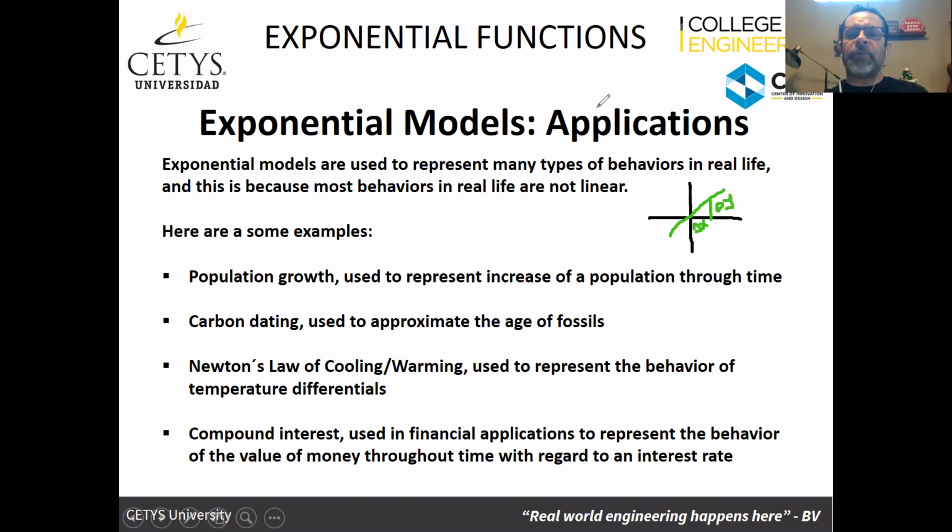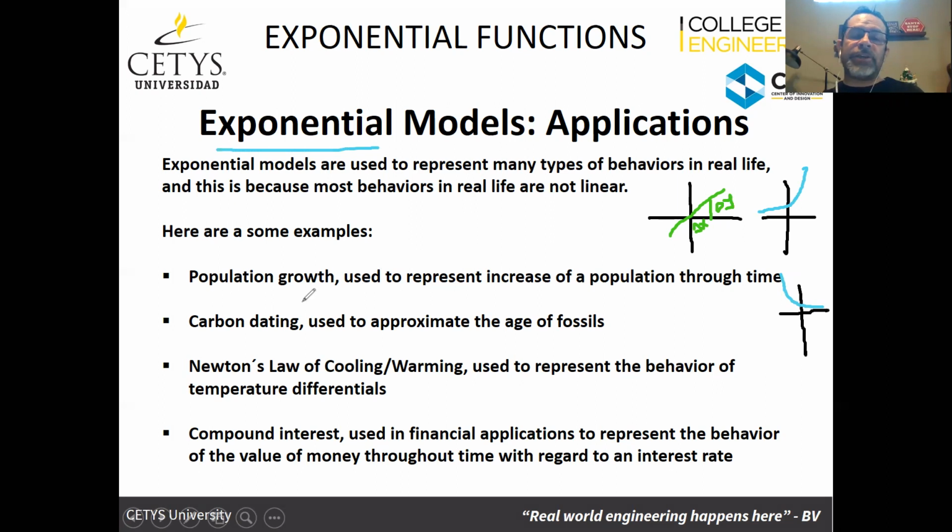Okay, but we're going to have other behaviors where the relationship between x and y, which is what we're talking about, is either going to be growing, as we call it, exponentially, or maybe it's going to be decaying exponentially. And these are cases that cannot be represented with linear models. And so that's where we use exponential models.